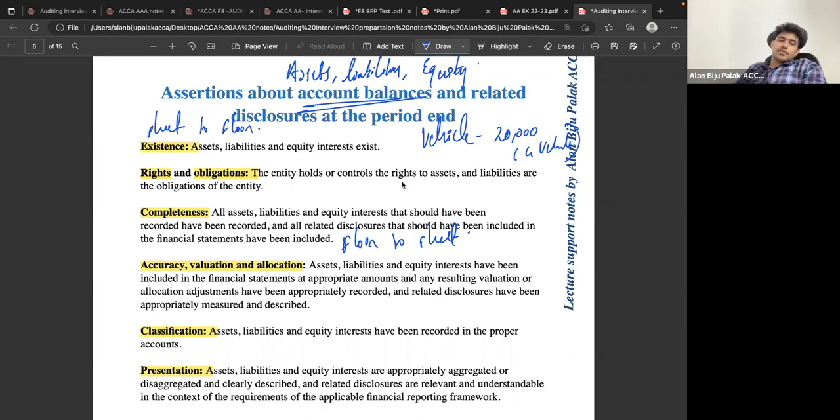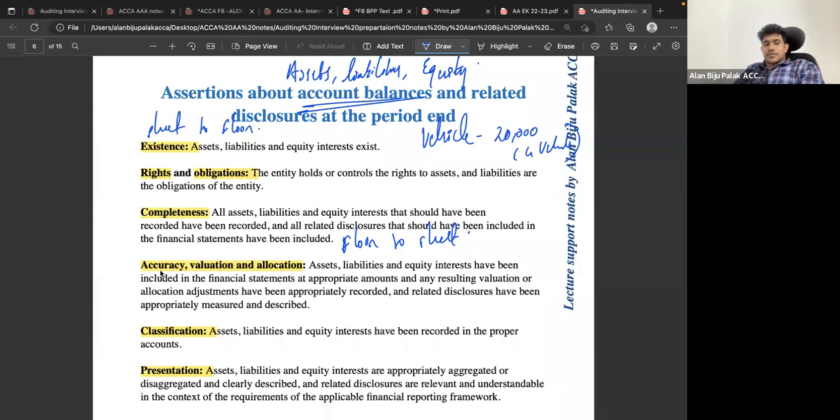Then, how can we confirm the rights and obligation? Well, when it comes to an asset, what do we need to do? We need to confirm the rights over the asset. How can we confirm whether the company has rights over this asset? Ownership certificate. Yes. We can review the ownership certificate or registration certificate of the vehicle in order to confirm the company has legal title over the vehicle, right?